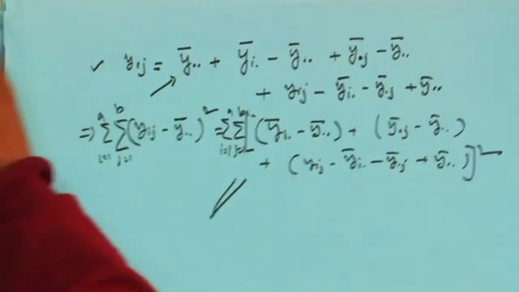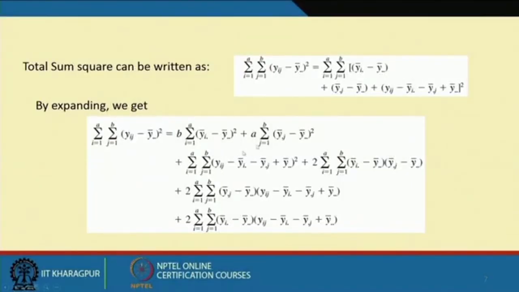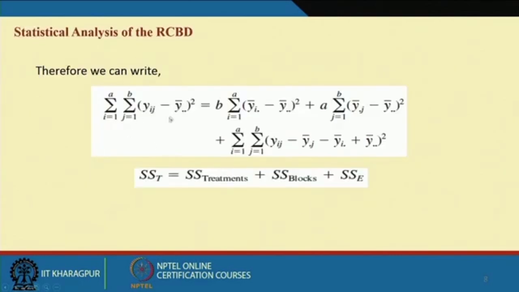And finally, what happened? You see the slides, you will see that this ultimately becomes first quantity b times this, second quantity a times this, third quantity this, and there are some covariance type of things, two times this. And if you take the sum, you will find that the two times this covariance kind of thing will become 0. And as a result, the sum square total, the sum of y i j minus y dot dot bar squared, equals this plus this squared plus this. So, sum square total is now divided into sum square treatment, sum square blocks and sum square error.